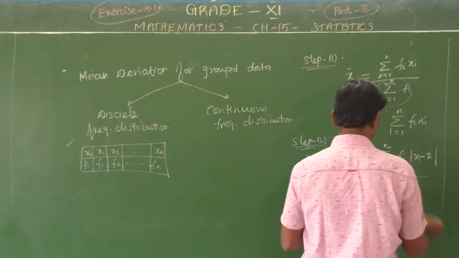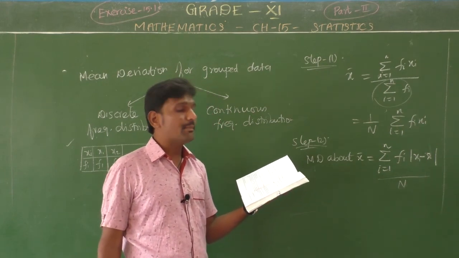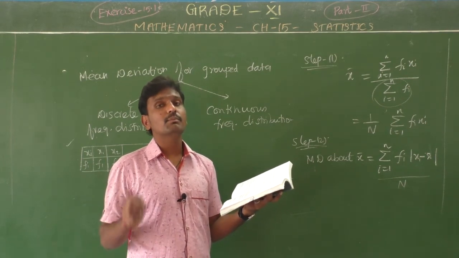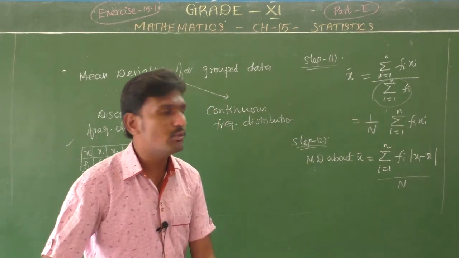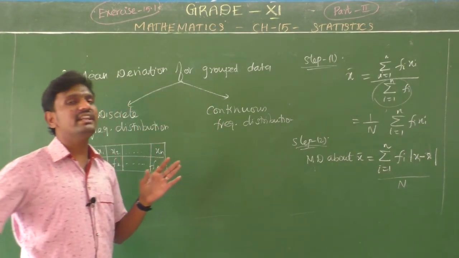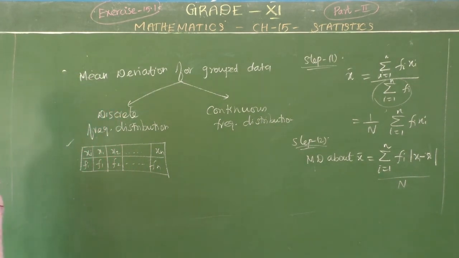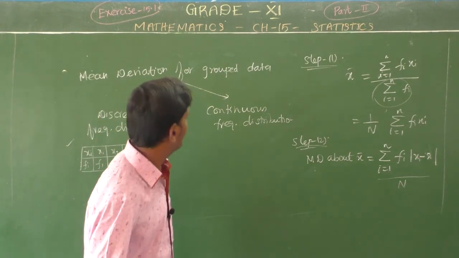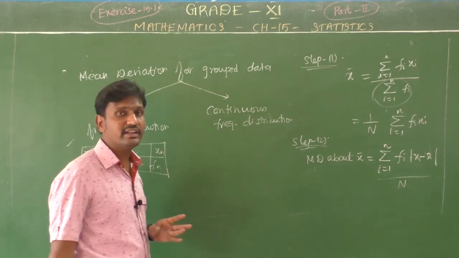Here n, or otherwise you have to write 1 by n into summation i equal to 1 to n, fi into modulus of xi minus x bar. So this is the formula for mean deviation about x bar for the topic of discrete frequency distribution. Now coming to continuous frequency distribution, this is the second method, we will see later. So the first method only we are going to complete now.